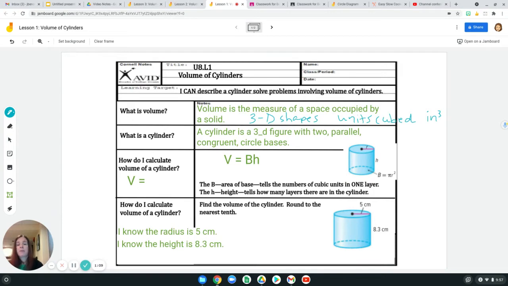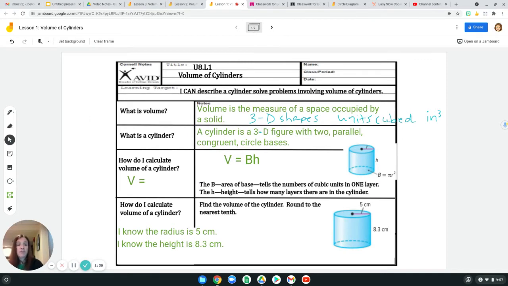Okay. A cylinder is going to be our focus for today. So what is a cylinder? A cylinder is a 3D figure with two parallel, congruent, circular bases. Oop, that should have this line here. I actually think I can go in there and fix that. Yes, I can. There we go. A 3D figure. That's better.